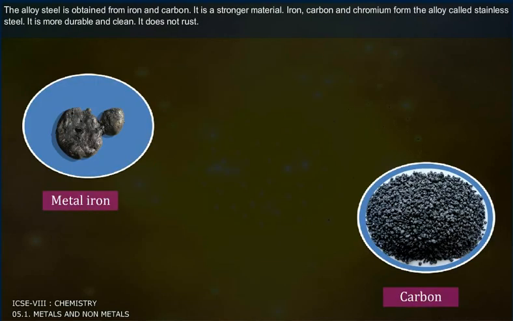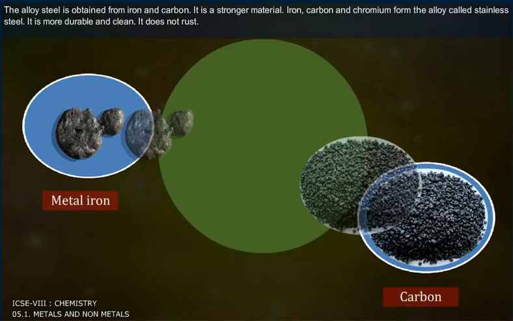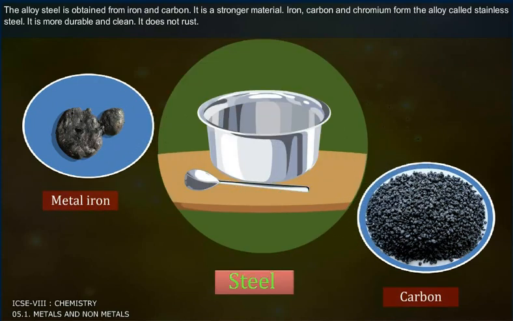The alloy steel is obtained from iron and carbon. It is a stronger material. Iron, carbon and chromium form the alloy called stainless steel. It is more durable and clean and it does not rust.